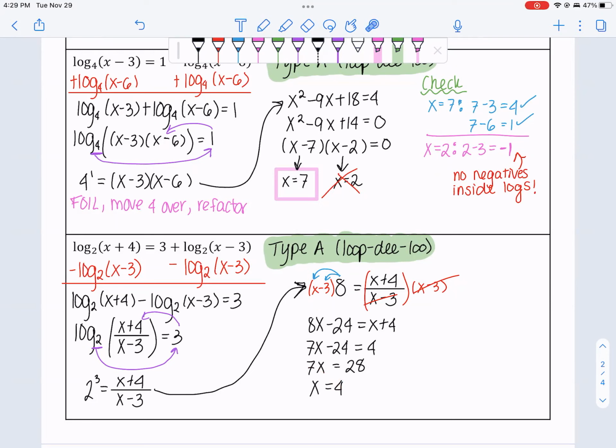You could write this down. Maybe I should. Maybe I shouldn't be lazy, because I'm feeling like I might be lazy right now. You can just plug it in, right? 4 plus 4 is 8, good. 4 minus 3 is 1, good. You're good. That's your answer.